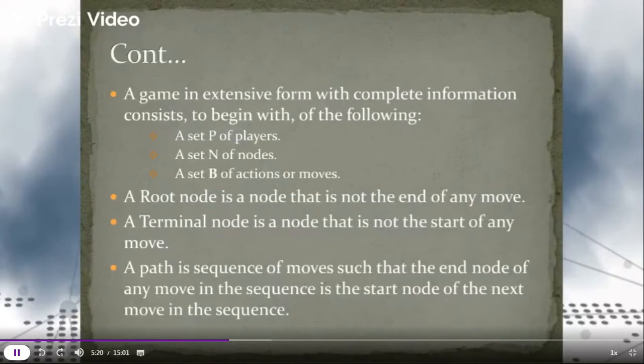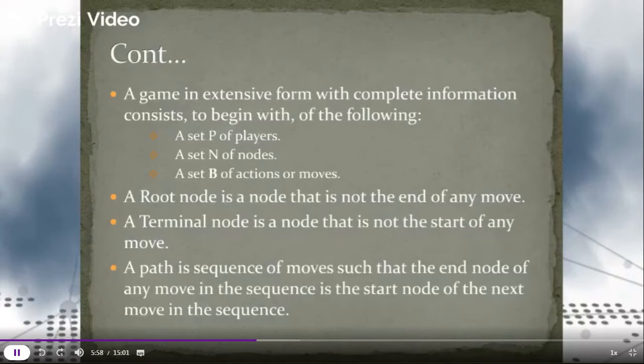Now, what do you mean by root node? A root node is a node that is not the end of any move. Just for the time being, bear with me, and then we'll go to the general example, and I'll again explain all these things. And the terminal node, as the name suggests, is a node that is not the start of any particular move. Then what is a path? A path is basically a sequence of moves such that the end node of any move in that sequence is the start node of the next move in the sequence. So just have a look at them.